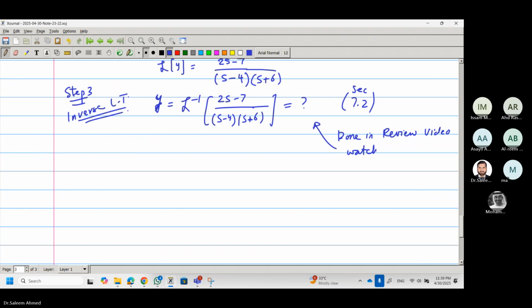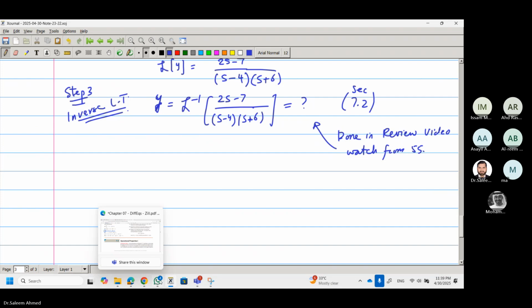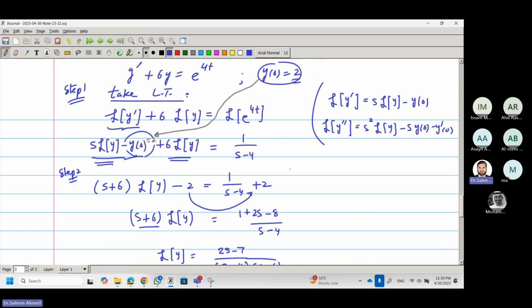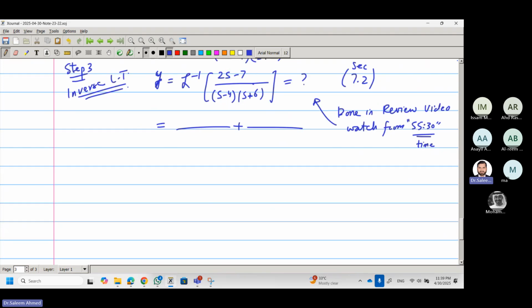Watch from 55, 53, almost 56, 55, 30. You can see that. Okay, so if you watch the video from this time, you will get the final answer. And you don't need to use this condition to find the value of c, because this condition is already used here. So now no need of this condition, and you will not get any c in your answer. Your final answer will be just a function without any c.